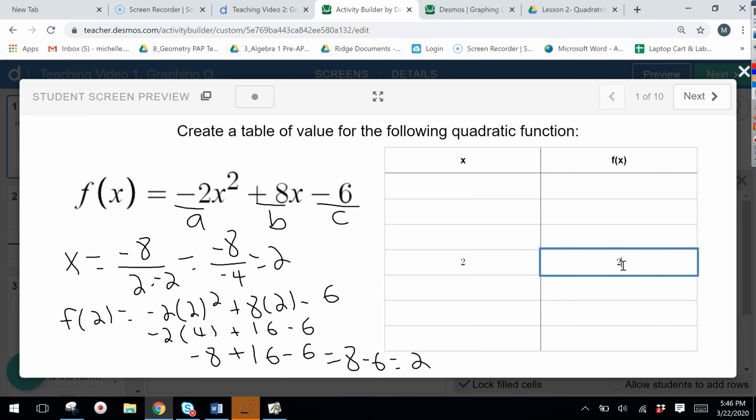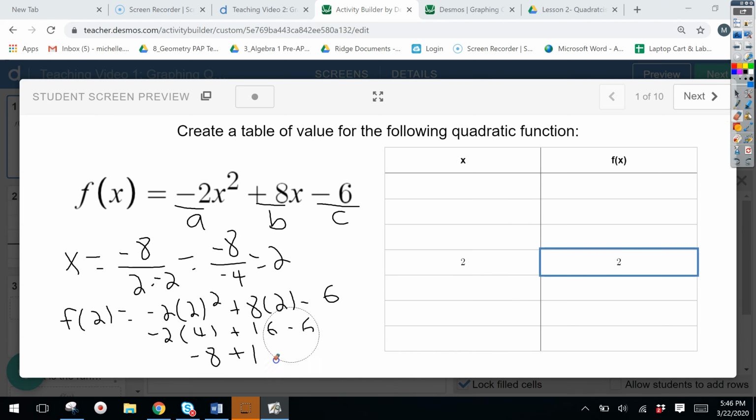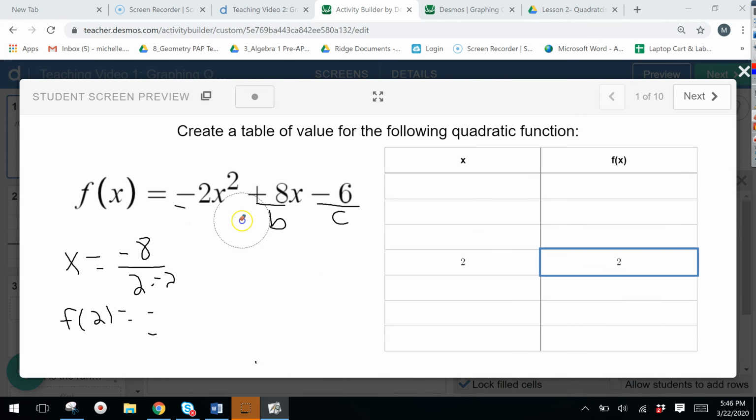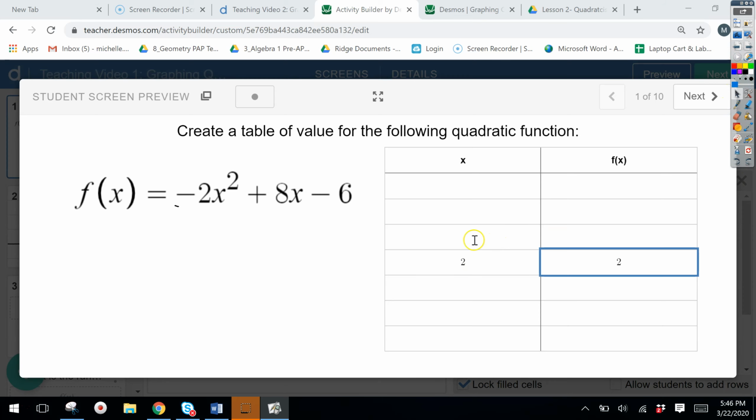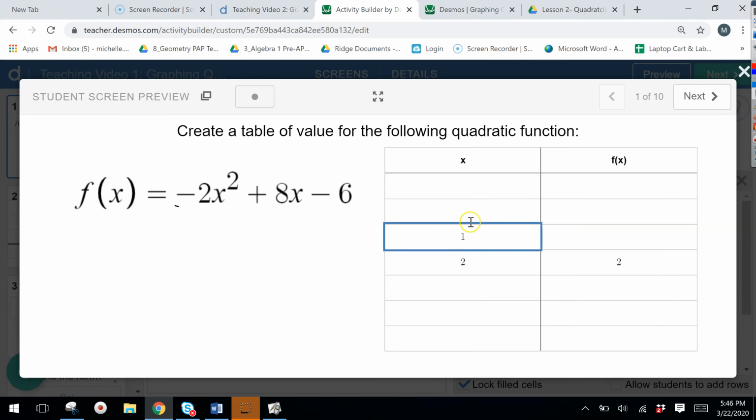Okay, great. This is basically the hardest part of this, finding that vertex. Now that I have found the vertex, I'm going to go ahead and plug in some x's that come before this number and come after this number. Numbers that come before 2 are 1, 0, -1. The numbers that come after 2 are 3, 4, and 5.